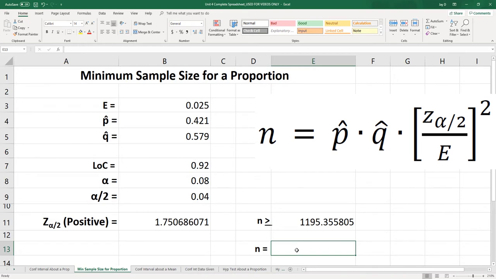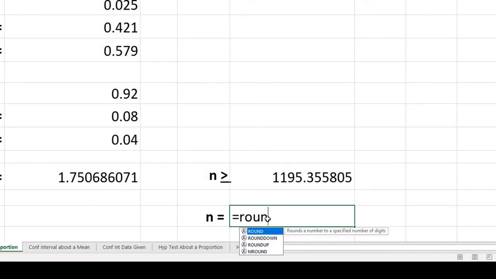So I'll show you that function. It equals round, and you'll see we have round down, round up, and I have no idea what M round is, but there's something there for that. So I'm going to click on round up. And no, it's not the insecticide. Some people will get that.